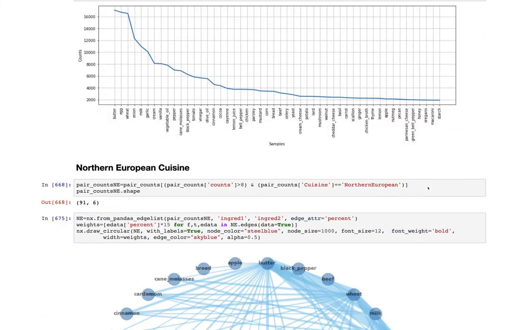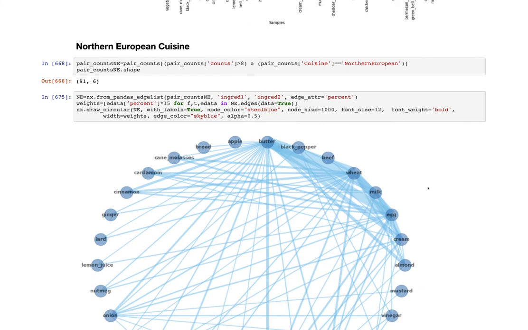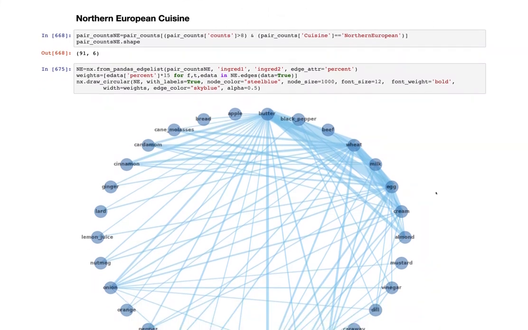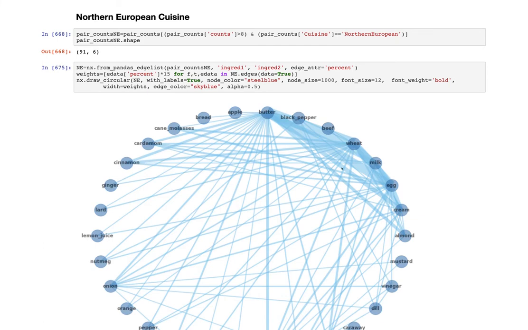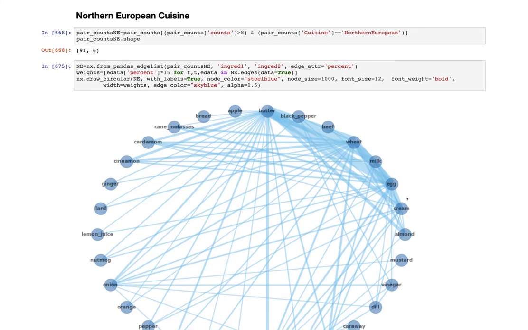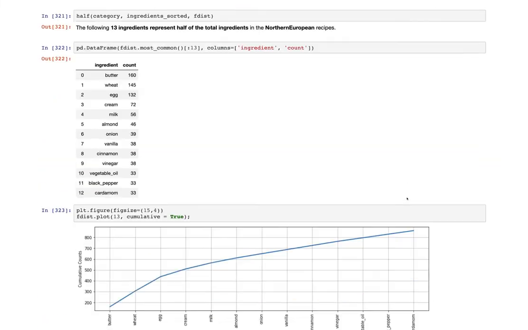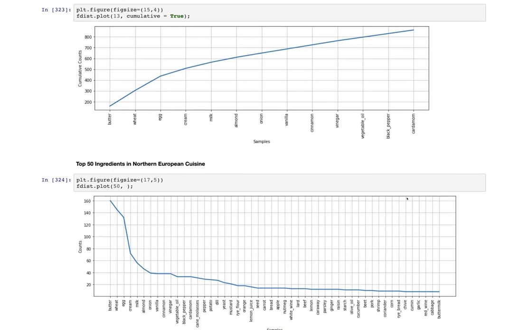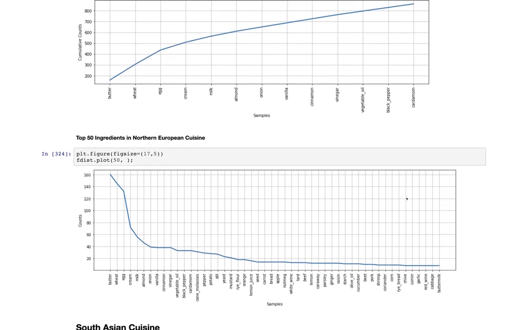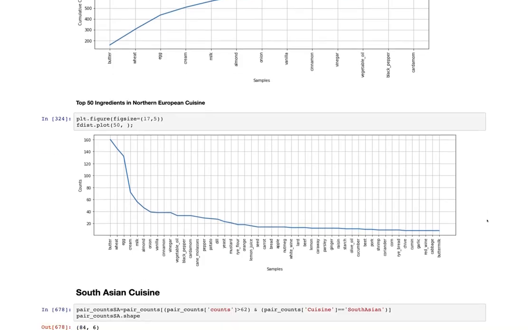Let's see, I'm going to just go quickly through these. Northern European was the one that was most heavily influenced by butter, eggs, and wheat. These super thick connections show that they appear in a large portion of the recipes. So they're really heavily reliant on those 3, which again you can see in this graph at the bottom, which just drops way down after those 3.